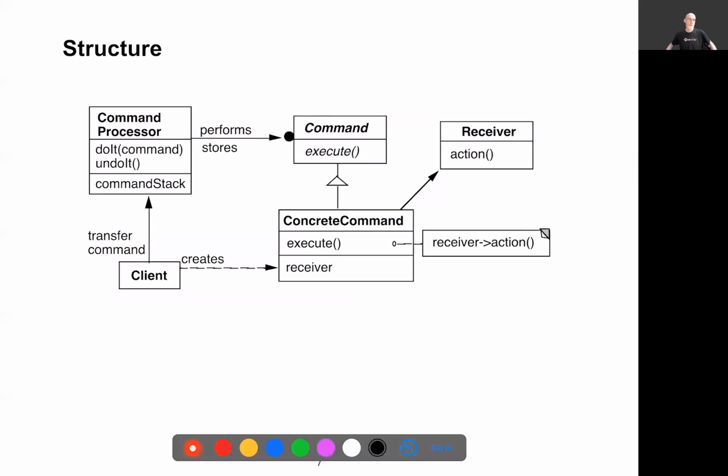Right, so the basic command processor is an object that contains a command stack, and you make it a singleton, so you can always access it. And whenever you've got a command, you can pass the command to the command processor and say, do it. And then, of course, each command has to be able to implement an undo.